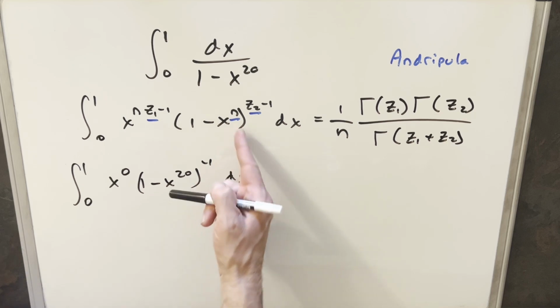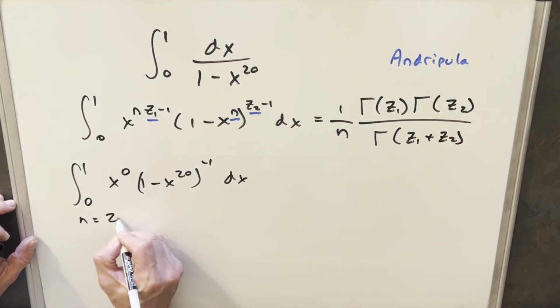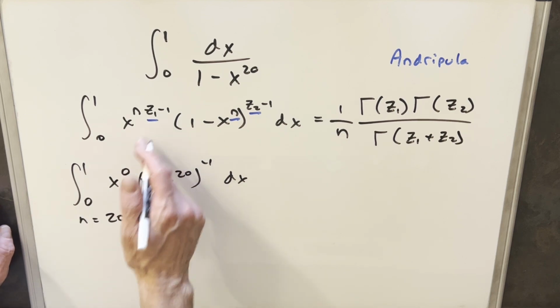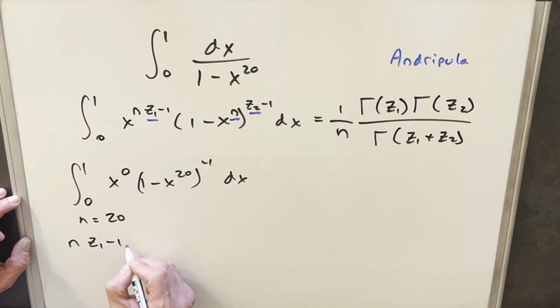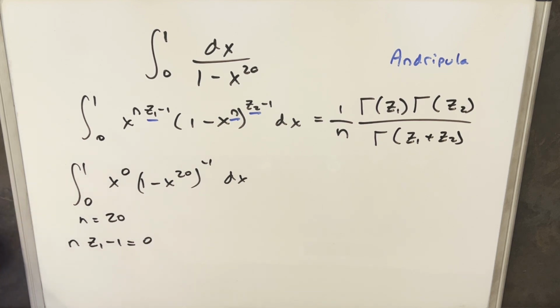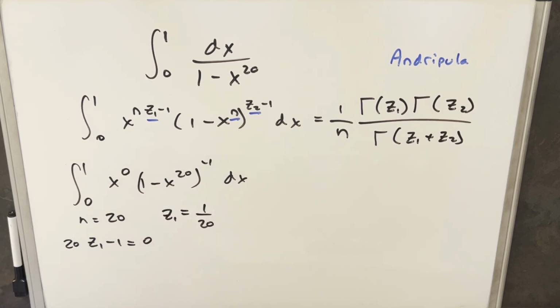So starting with our n, it's just the exponent here, so n is just going to be equal to 20. Now we can use this equation equating this to 0. So we're going to have n times z1 minus 1 equals 0. But actually n is 20, so let me just throw that in there. And if you just solve this for z1, we'll find that z1 needs to be 1 over 20 here.